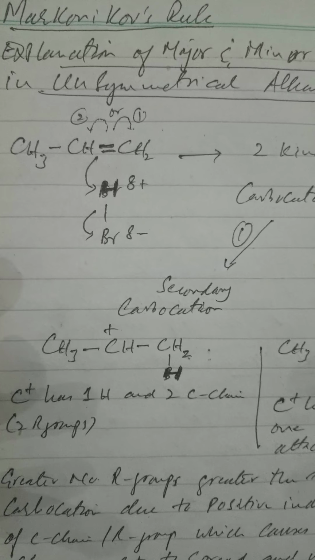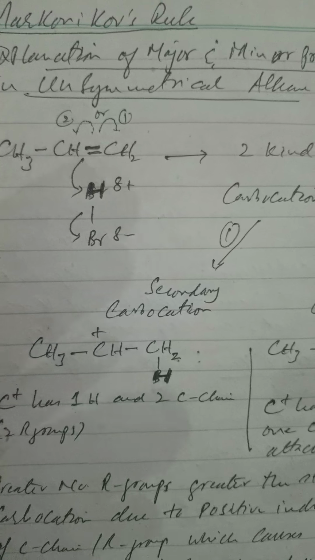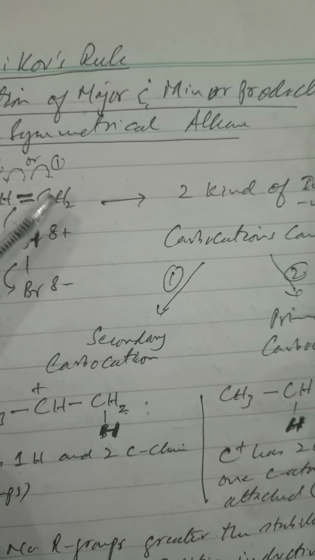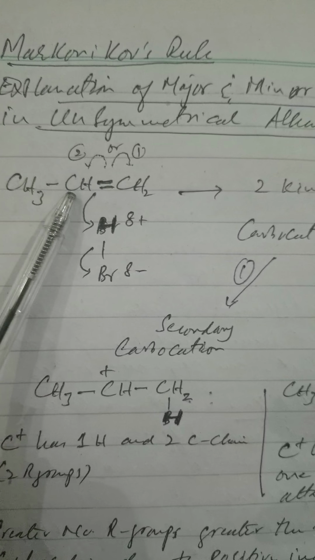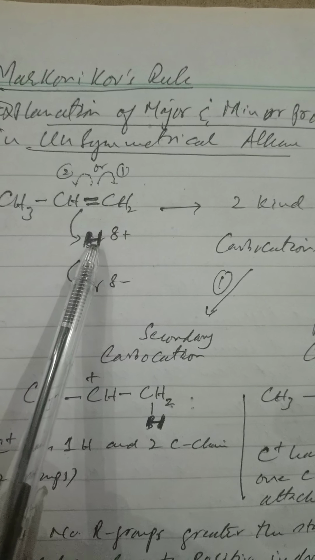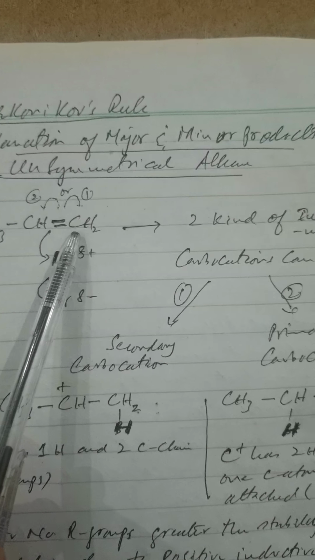So in an unsymmetrical alkene, if you add a molecule of HBr or steam, the hydrogen atom can go to either of the two carbon atoms of the double bond. But according to Markovnikov, hydrogen will prefer to go to the carbon atom which already has the greater number of hydrogen atoms and form a major product.